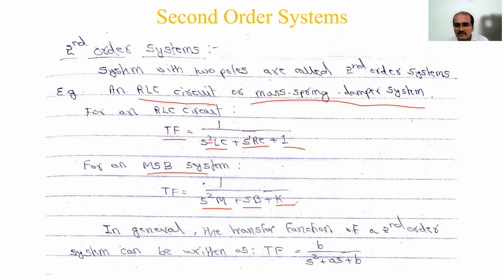What is the difference in standard form? It is no change, right? Only the M, B, K values are changed. Here it is LC, RC and 1, like that. Okay, so it has some standard form, so that will be written now.